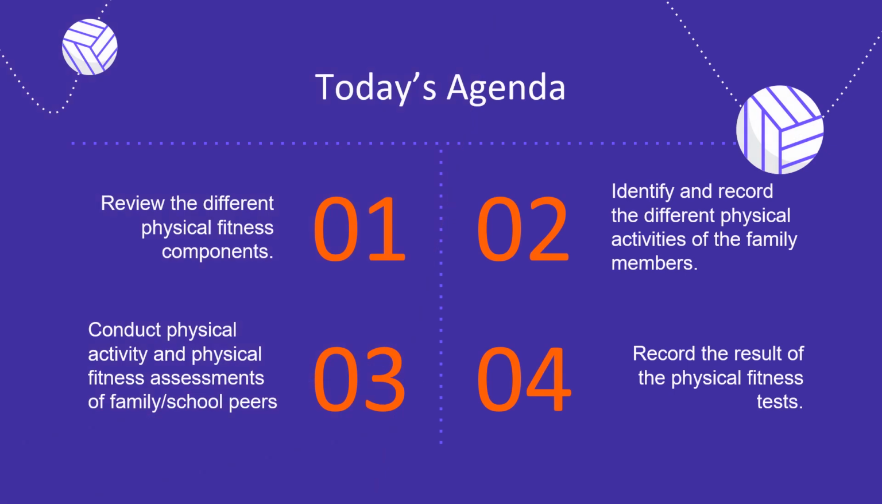For today's agenda, number 1, review the different physical fitness components. Number 2, identify and record the different physical activities of the family members. Number 3, conduct physical activity and physical fitness assessments of family, school, or peers. And number 4, record the result of physical fitness tests.